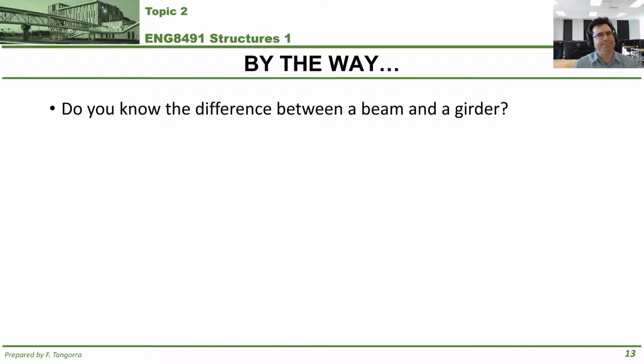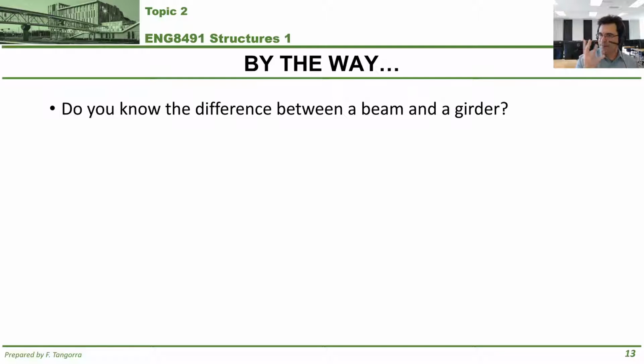By the way, do you know the difference between a beam and a girder? Structurally, they're essentially the same thing. They're typically horizontal members that resist shear forces and bending forces, and typically are not designed for compressive or tensile forces.